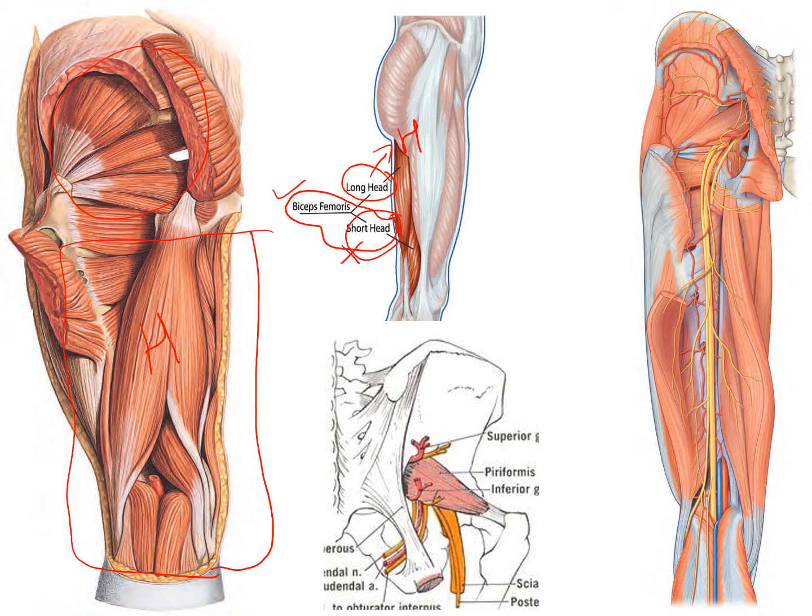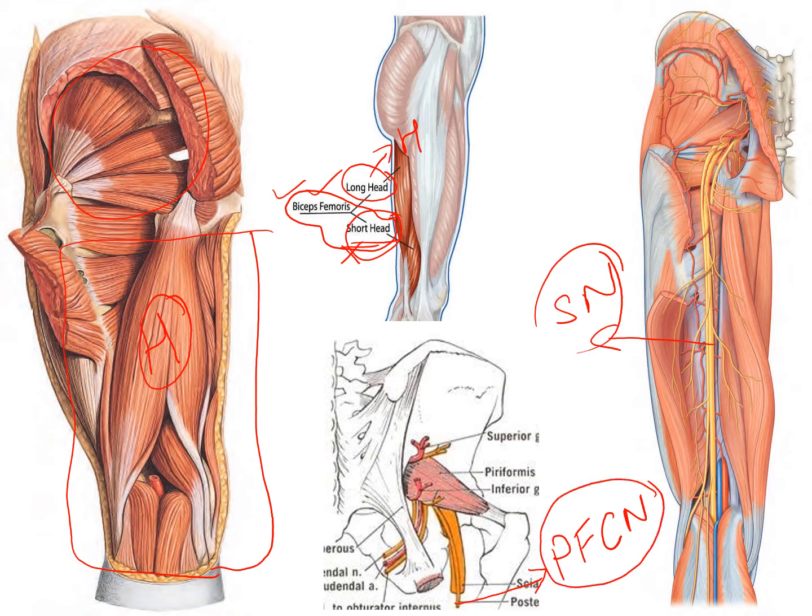There is also a nerve here which is known as the sciatic nerve, and then we have a small nerve here in close relation to the sciatic nerve that is called the posterior femoral cutaneous nerve. So these are the contents of the back of the thigh. Namely we have the hamstring muscles, then the short head of biceps femoris, then the sciatic nerve, and then the posterior femoral cutaneous nerve.